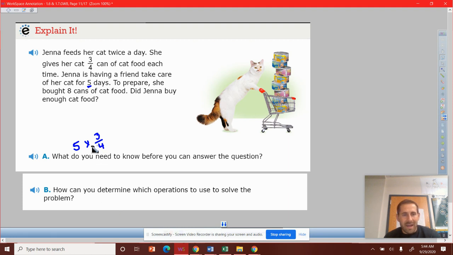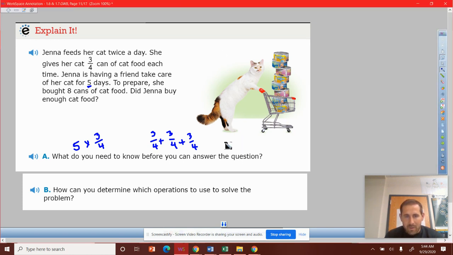Well, I chose multiplication, but would it be okay if I just kept taking 3/4 of a can plus 3/4 of a can and just kept adding them? If I just keep adding them, that should be fine too. You could just keep adding it together and seeing what you get.